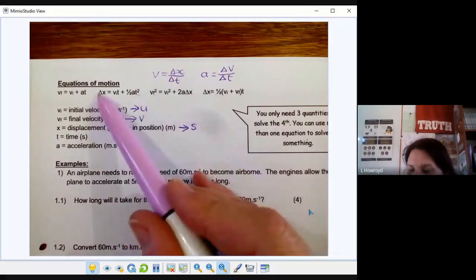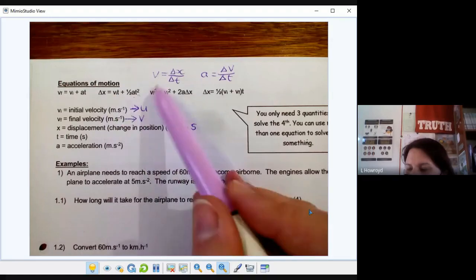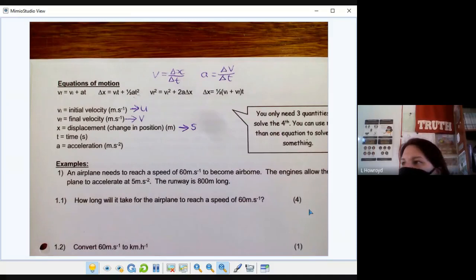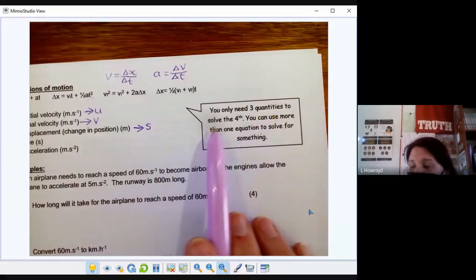Right, so there's 1, 2, 3, and the time is 4. 1, 2, 3, 4. Every single one of these has 4 quantities, which means you only need 3 of something to work something out. Okay, so that's what I've said here. You only need 3 quantities to solve the 4th.